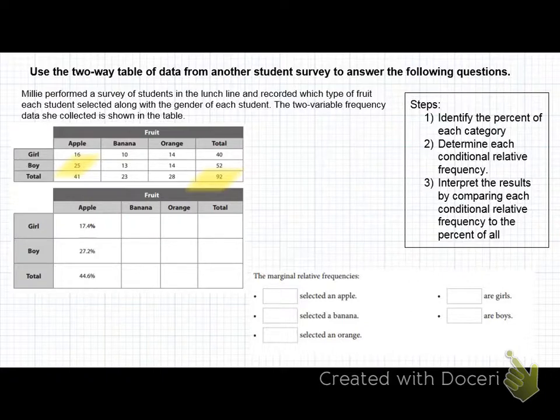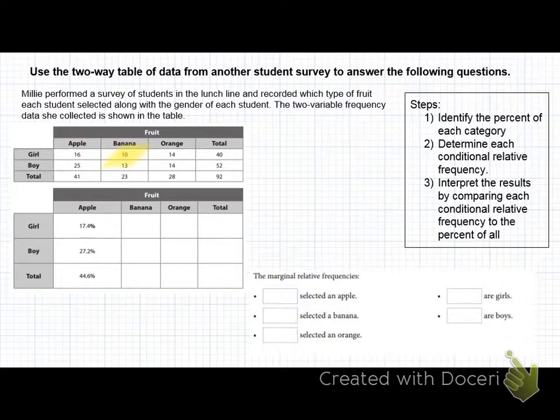What's 41 divided by 92 on your calculators? 41 divided by 92. Okay, good. And then let's round it to the nearest tenths place for our percentage. Good. Okay, 44.6. Did you all see how that worked? Let's keep going here. Now we're going to start filling it in.